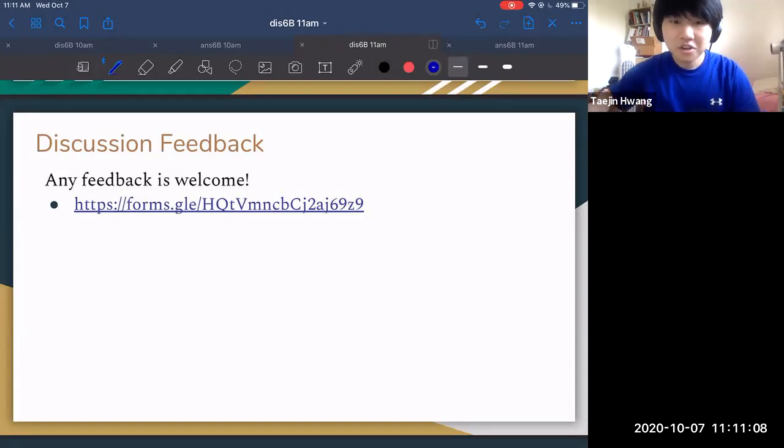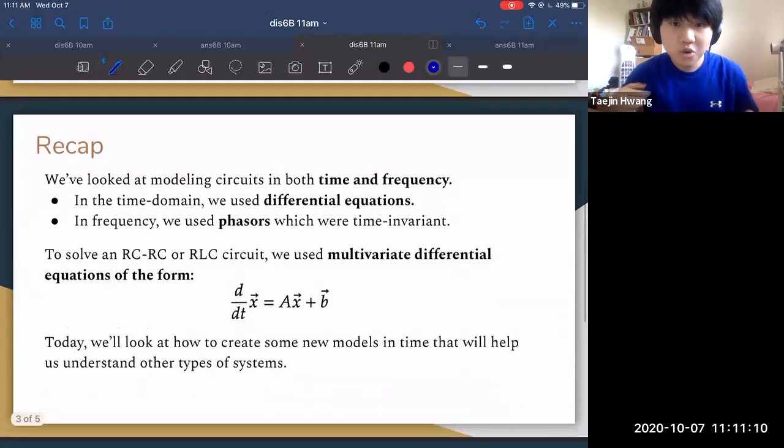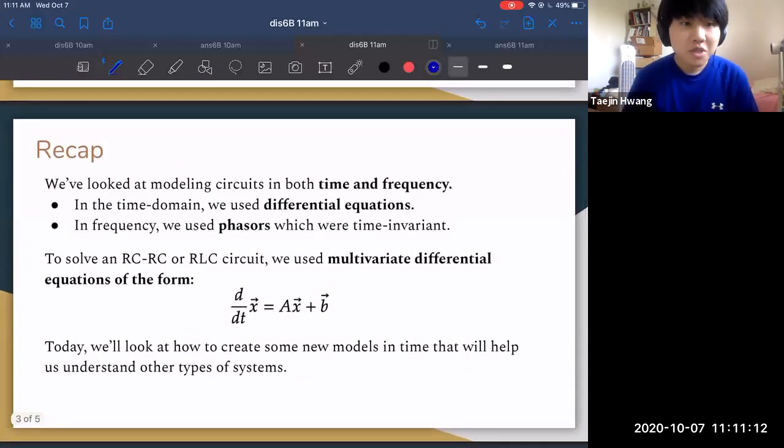All right, with all of that in mind, let's just do a short recap of what's been going on in the class. We're coming to an end of the circuits module, and this is really the main takeaway from it, where we looked at how to model circuits in both time and frequency. In time, we mainly used differential equations, and differential equations were the language of time. We also learned how to model circuits in frequency using phasors.